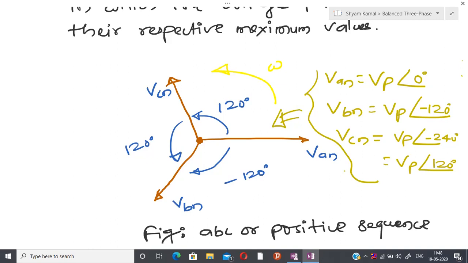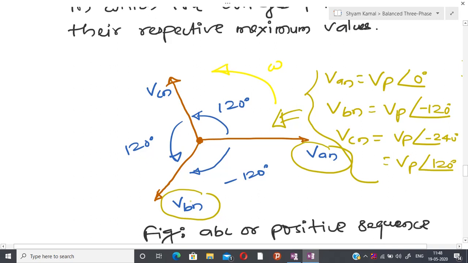So this is called ABC sequence or positive sequence. In this phase sequence, basically VAN leads VBN by 120 degree, which in turn leads VCN by again 120 degree.